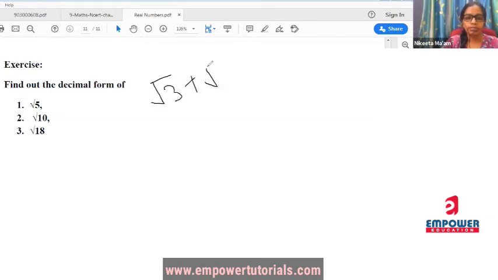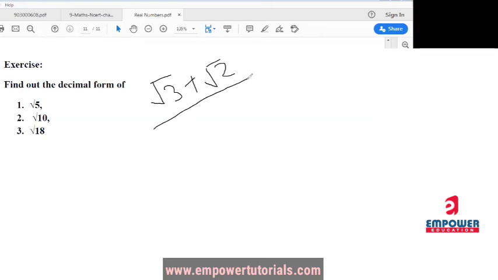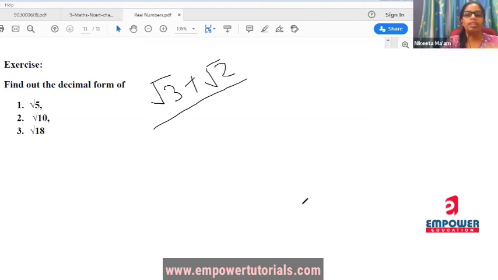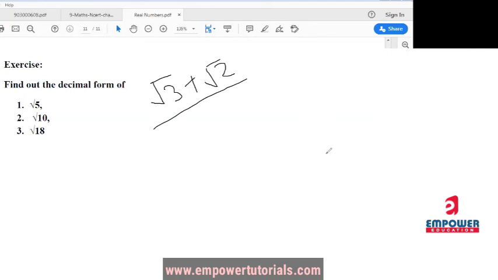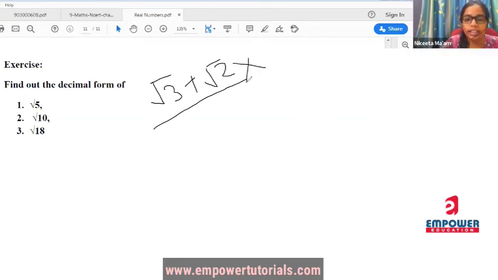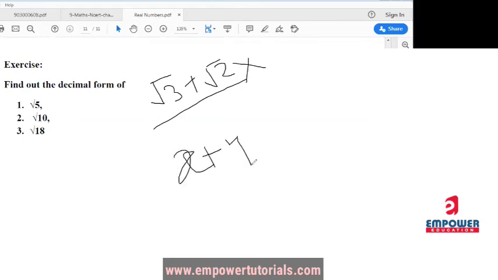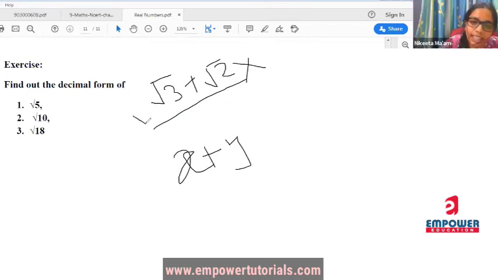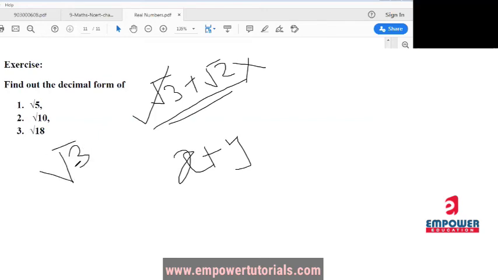Can I add these two numbers? Tell me the answer of this. Root 5? That is wrong. See, can I add x plus y? No. So we are using the same rule for irrational numbers. I cannot add these two numbers. I will put them in the same form, but I cannot add them.